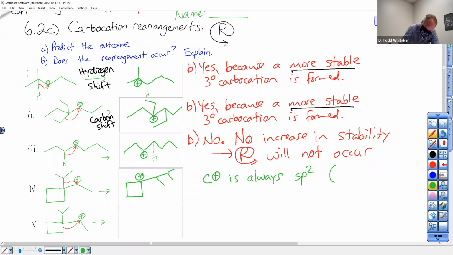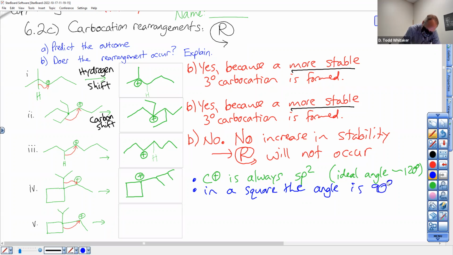And what's the ideal angle for sp2? What's the number? 120. In a square, the angle is what? 90 degrees, because it's a rigid geometric figure, right? Now, some of you, we didn't talk too much this semester about this, but this is called angle strain. Some of you did read about it.